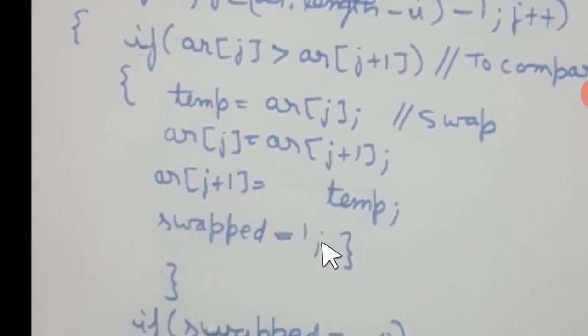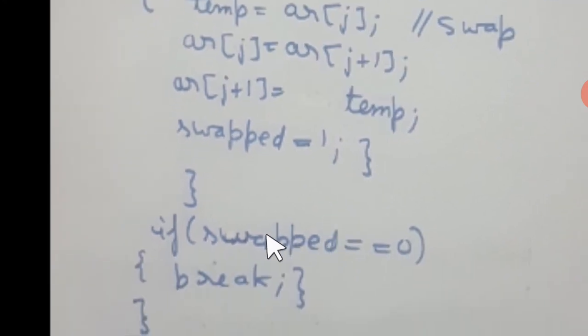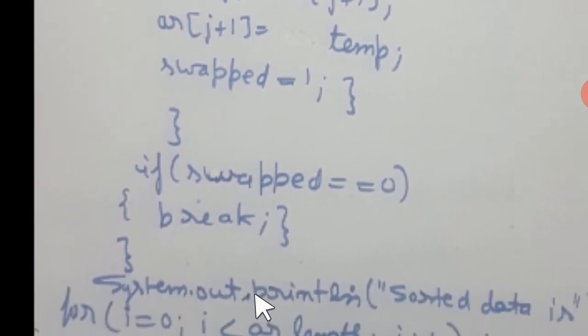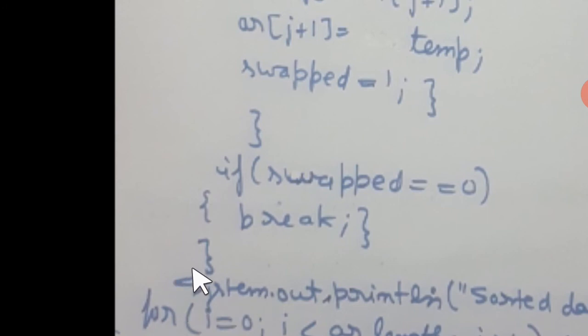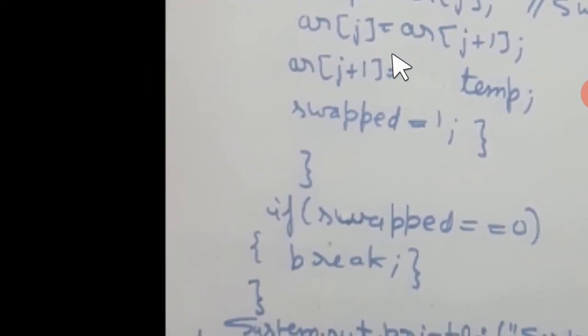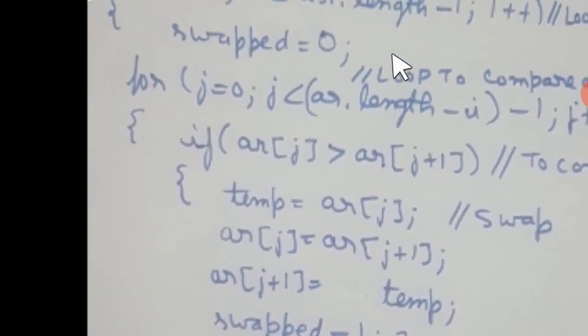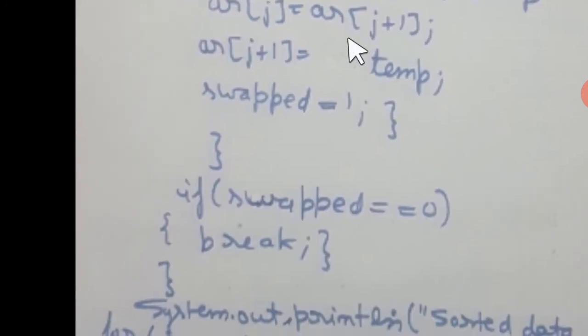And when the swapping has been performed, swapped is to be initialized with 1. After that, students, if swapped equal to 0, then break, meaning terminate the process, meaning the data is already sorted. Otherwise you may continue with the next pass, which is up there. And reinitialize swapped with 0. So n minus 1 passes, and the comparison and swap loop is here. I hope you have got a clear idea of this.